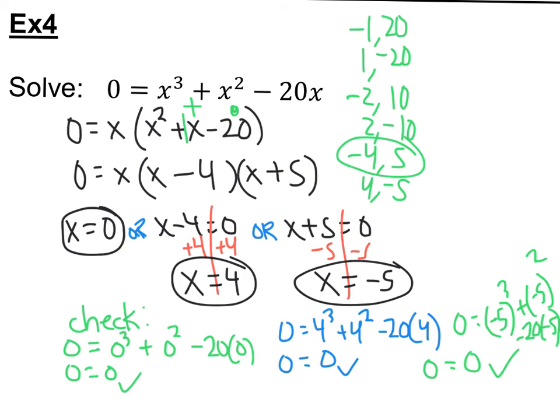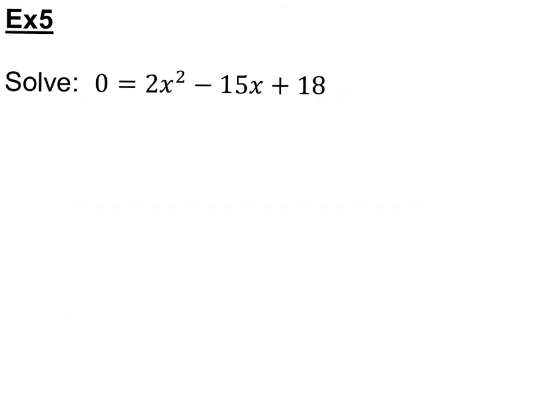Let's move on to number 5. This section is a great review of factoring. Number 5, we have to factor before we can solve. So first step, is it in standard form? Yes. Number 2, can I take out a greatest common factor? No. Step 3, how many terms are there?